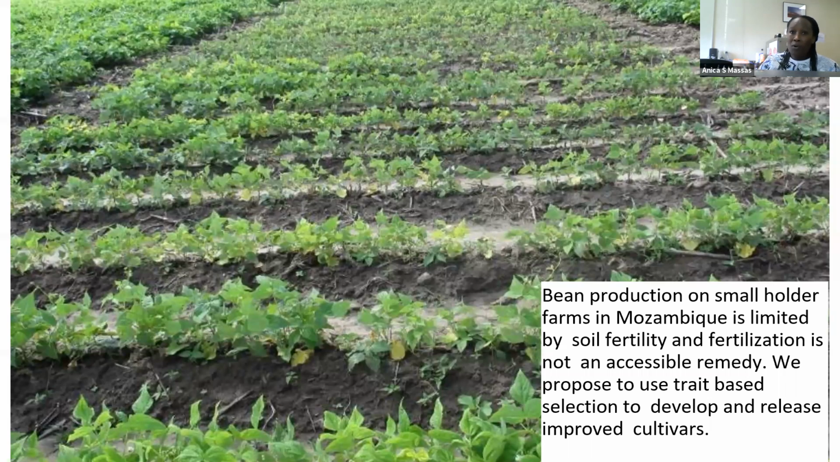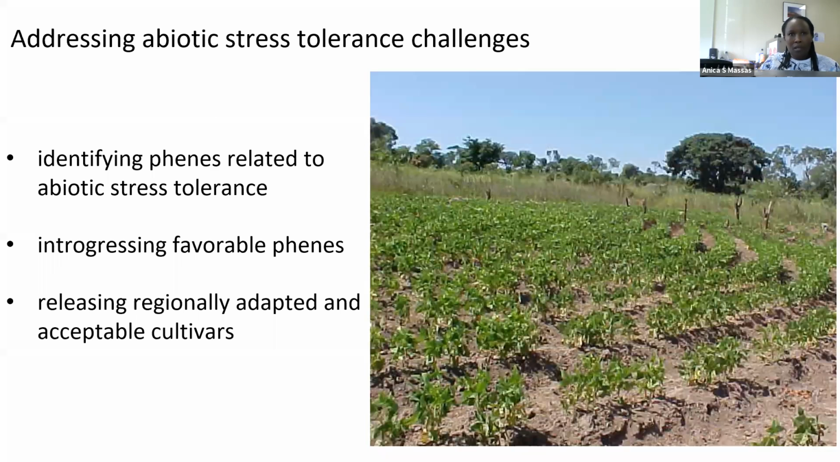For that, we propose to use trait-based selection to develop and release improved cultivars. How are we going to do this? How are we going to address the abiotic stress? First, we need to identify traits related to abiotic stress, integrate them into great lines. And the last point, release adapted and accepted cultivars according to the region. I feel like the last point is the most important, especially for farmers.